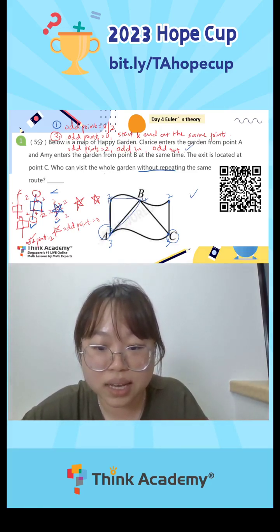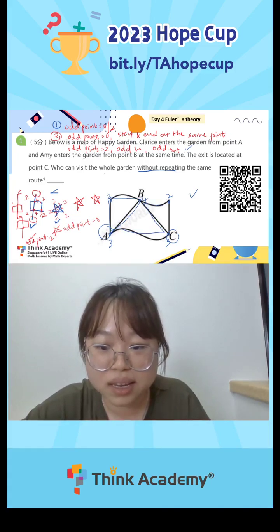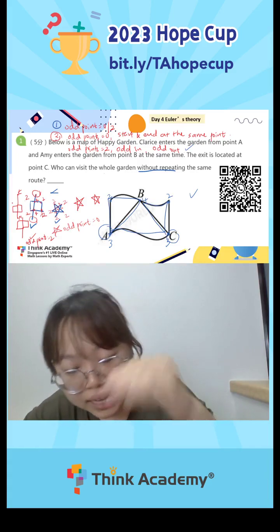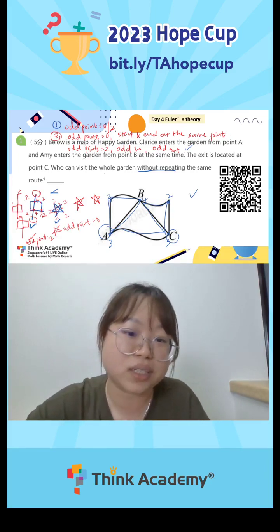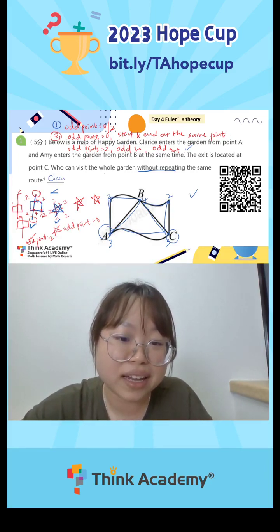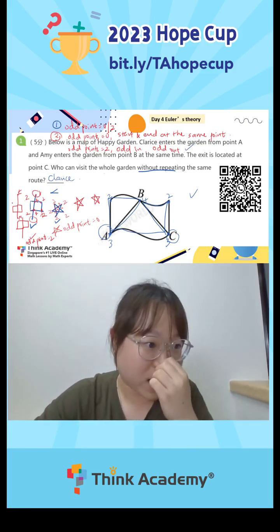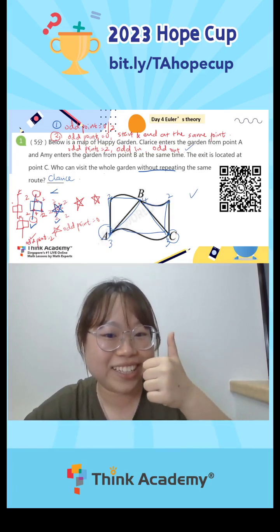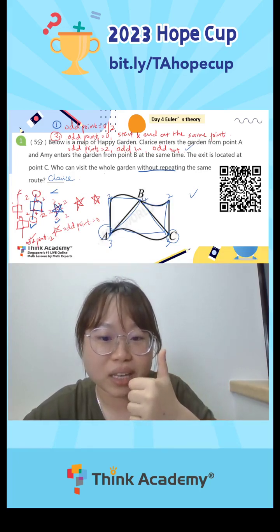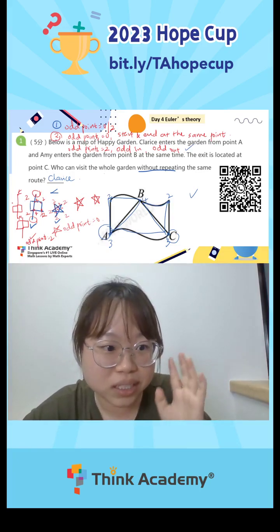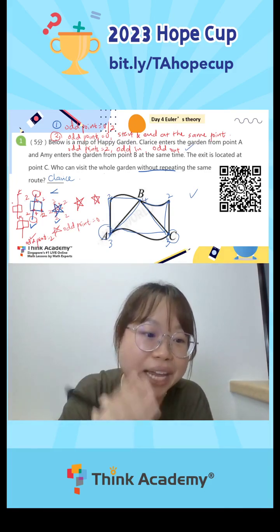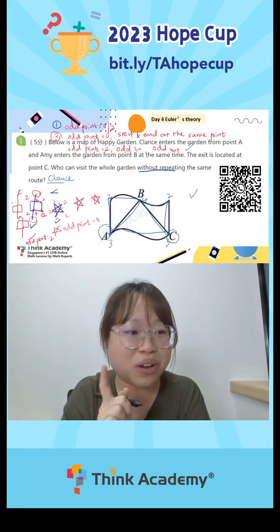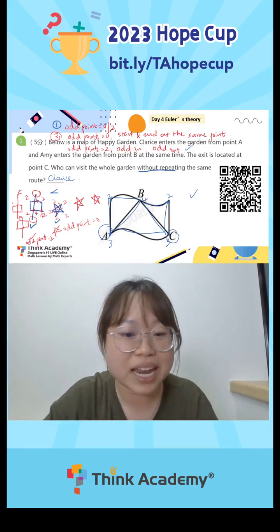So are you able to see that? Clarice entered from point A. The exit point is point C. So the answer should be Clarice. If you answered correctly, yes, the answer is Clarice. Correct. This is what we call Euler's theory. Draw in one stroke: this is what will come out in IHC. Is it more difficult than SMKC? Do you agree with what I say? It's a bit more difficult than SMKC.